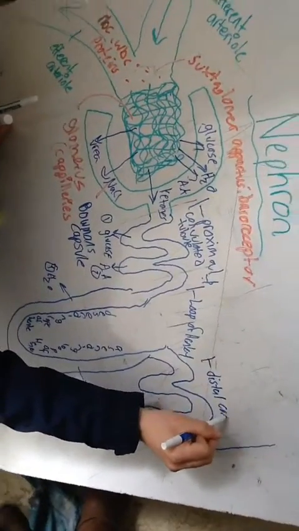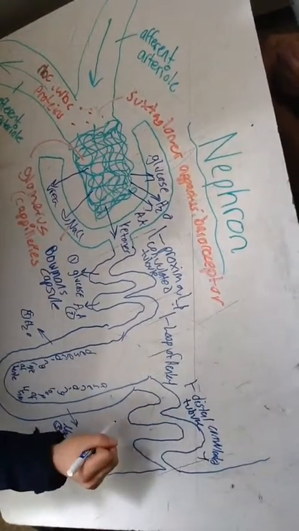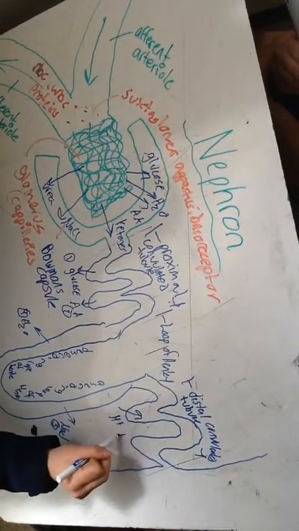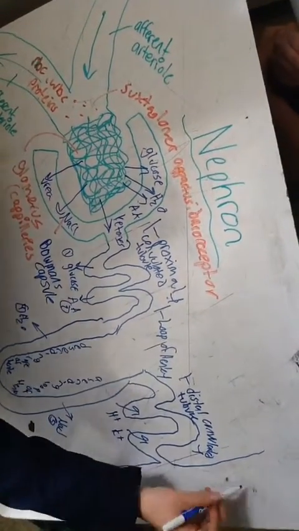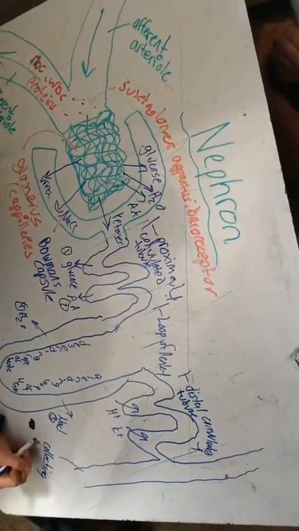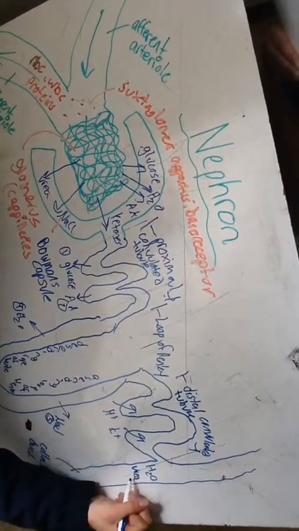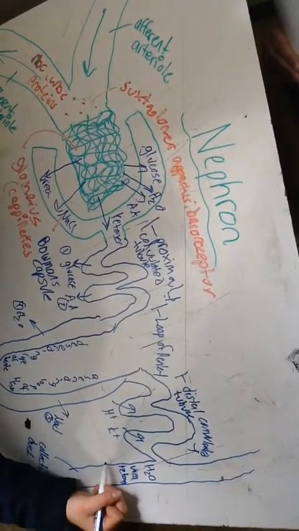The ketones and urine continue into the distal convoluted tubule, where they are joined by hydrogen and potassium, water, urine, ketones, and salts. Then they all go into the collecting duct, which leads to the center of the kidneys and into the ureter.